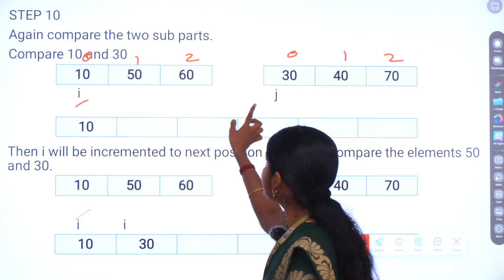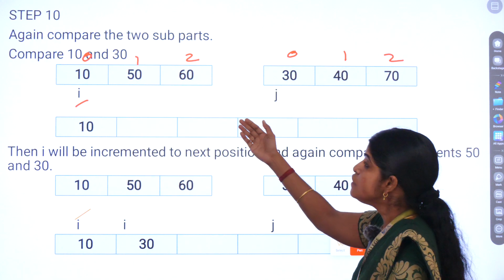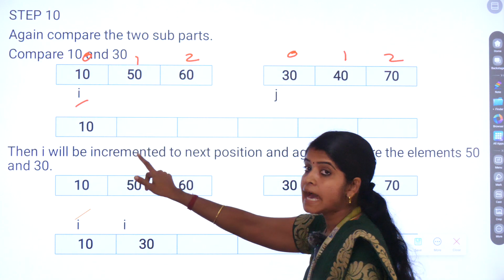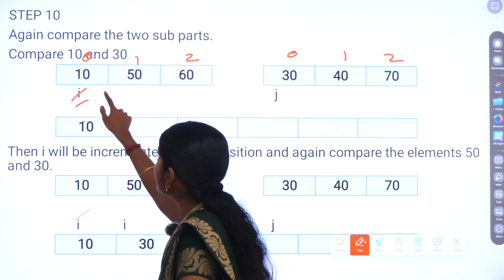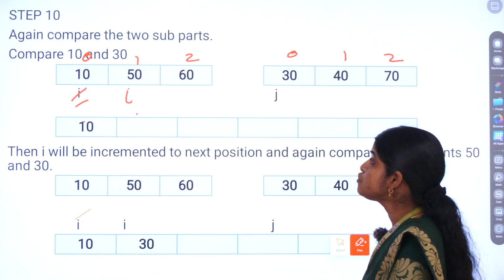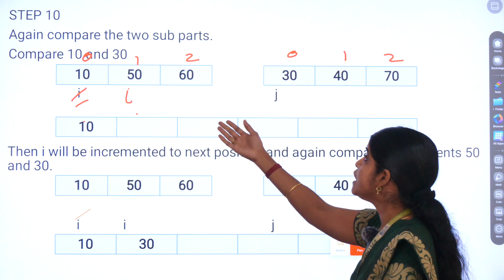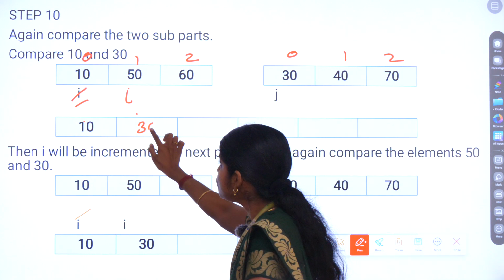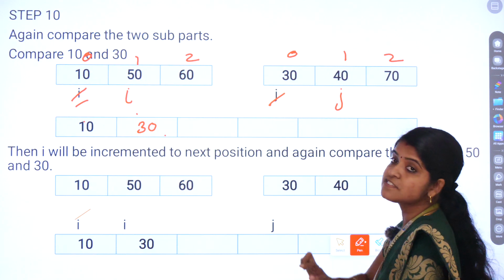We want to compare 10 and 30. So 10 is less than 30, so 10 will be stored in the new array. After that the I value will be incremented to the next position. Now we want to check 50 and 30. Here 30 is less than 50, so 30 will be placed in the new array. Then the J value will be incremented to the next position.